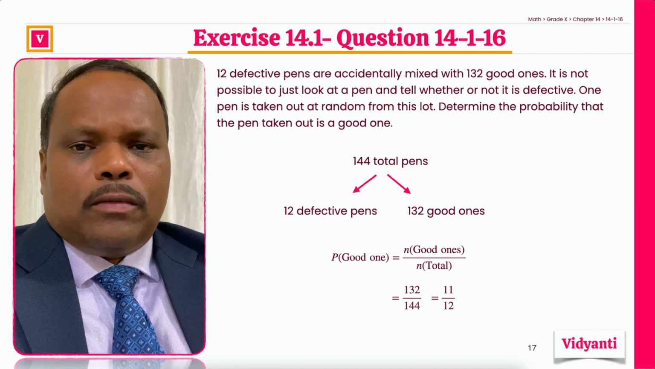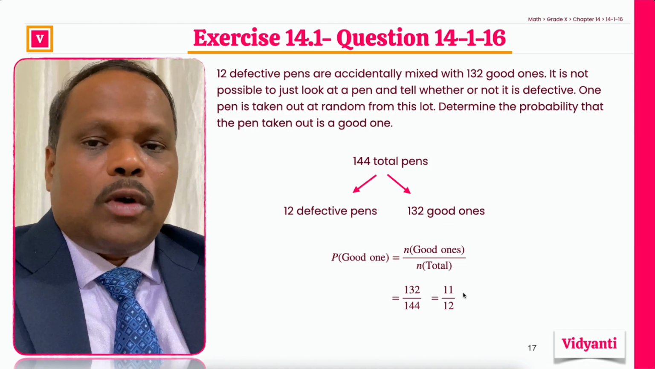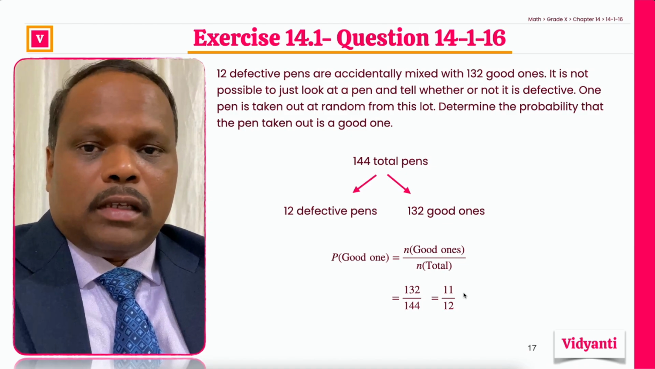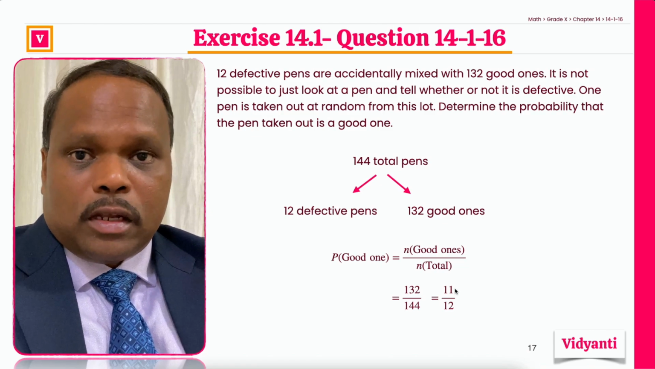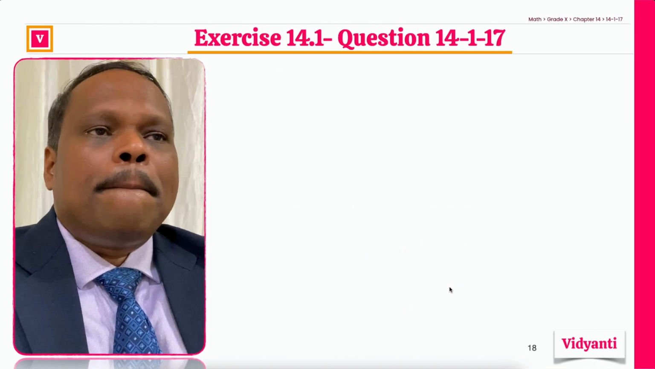You should have a habit of checking the answers whether they are still within the 0 to 1 range or 0% to 100% range. If something is exceeding this range, that means your calculations are bad, and you should go back and recheck your calculations. Let's go to the next question.